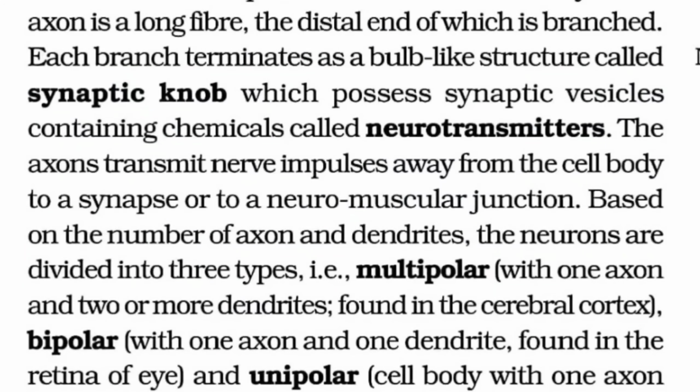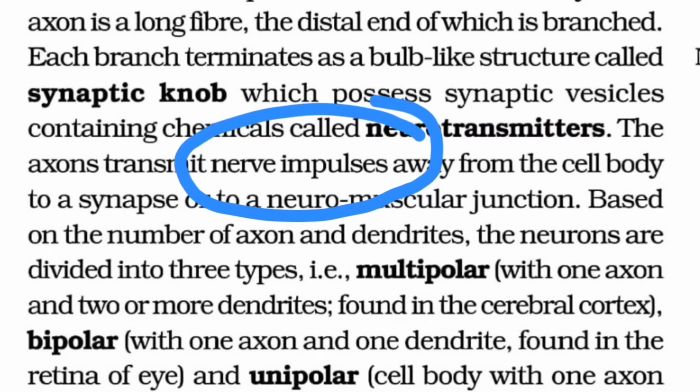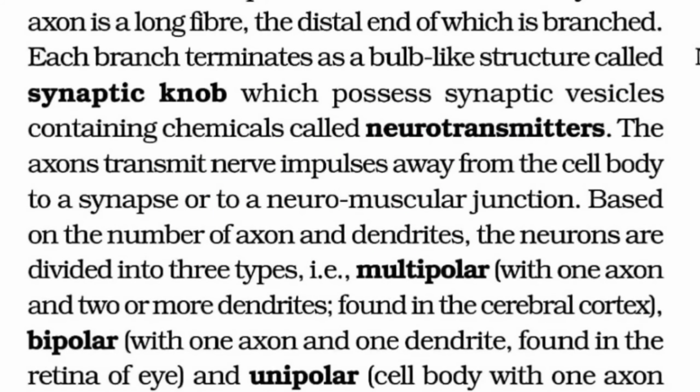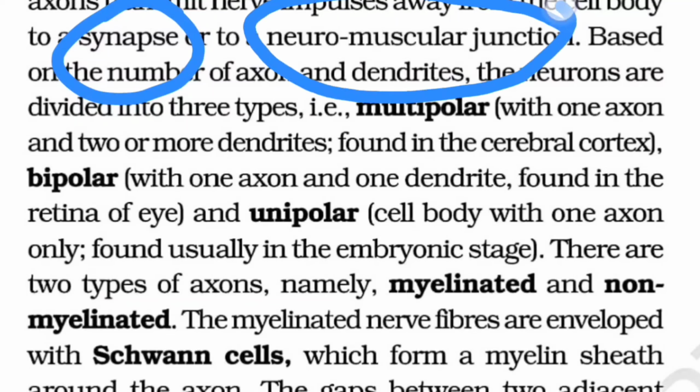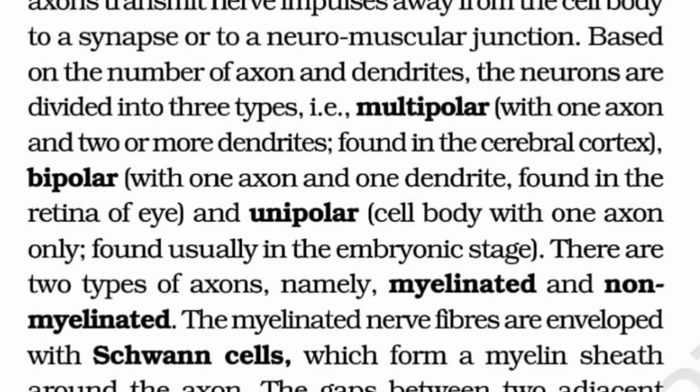So here different chemicals are present. They are called neurotransmitters, which are present in the synaptic vesicles, which are present in the synaptic knob of the axon of the neuron. Now the axons are transmitting the nerve impulse away from the cell body to a synapse, which means the connection between neuron and neuron, or to the neuromuscular junction, which means the connection between the neuron and the muscle cell.